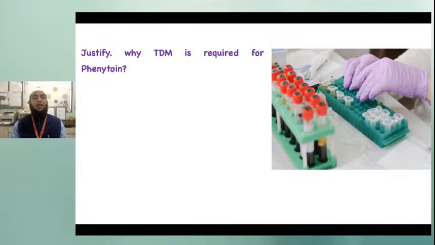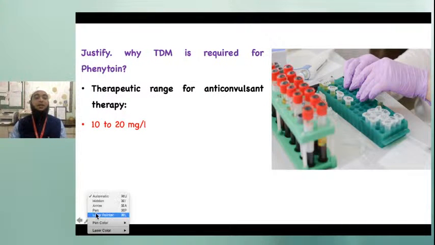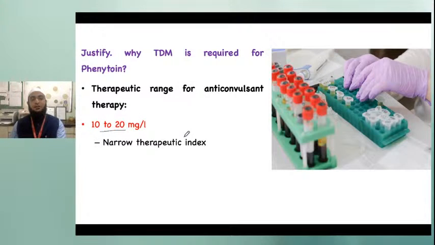Okay, next drug is phenytoin. So let's see why TDM is required for phenytoin. Again, the therapeutic range for anticonvulsant therapy with phenytoin is between 10 to 20 milligram per liter. So the range is very narrow. Obviously, the first criterion of TDM for phenytoin is the narrow therapeutic index. The second thing is that in the case of phenytoin, the adult half-life is between 10 to 30 hours. So there is a wide range.